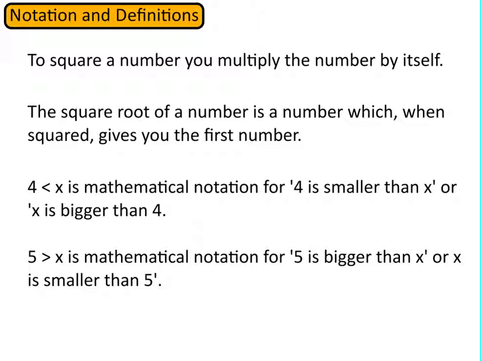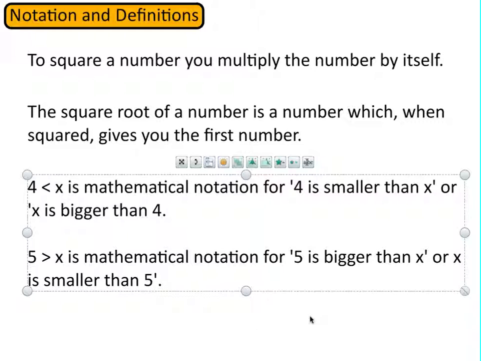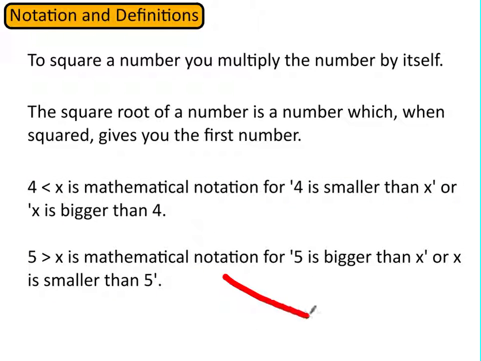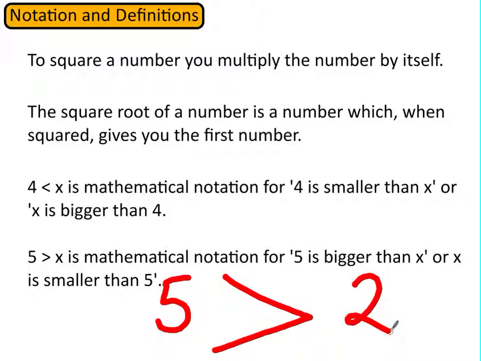Now, I think the best way to think about that arrow is as a crocodile. Think about a statement where we've got that symbol and we've got a 5 there and a 2 there. Now that is a true statement. 5 is bigger than 2, or 2 is less than 5. And how do I know that? Well, think of it as a crocodile. The crocodile is always going to go for the bigger number. That's how we know which way round that goes.